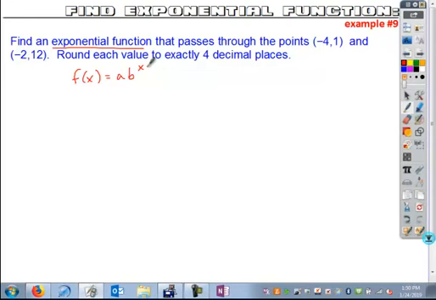Now I want to pick one of these 2 points to use. I'm going to go ahead and use this one since it's first, but I can choose either one. I'm going to plug that information into my function. My y value is 1. I don't know my a and I don't know my b, but my x value is negative 4. And I'm going to solve this for a.